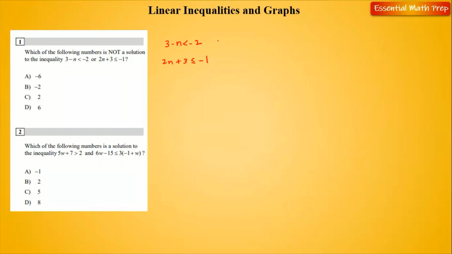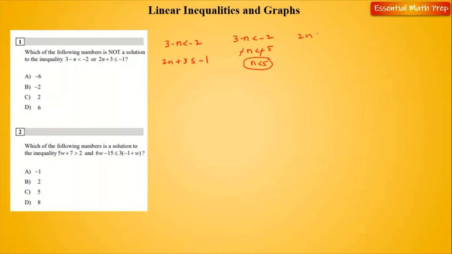So let's solve the first problem. We have 3 minus n less than negative 2. We can subtract 3 on both sides, which gives you negative 5. When you have a negative on both sides, you don't have to change the sign of the inequality; retain it as it is and simply cancel out the negative. So n is less than 5.